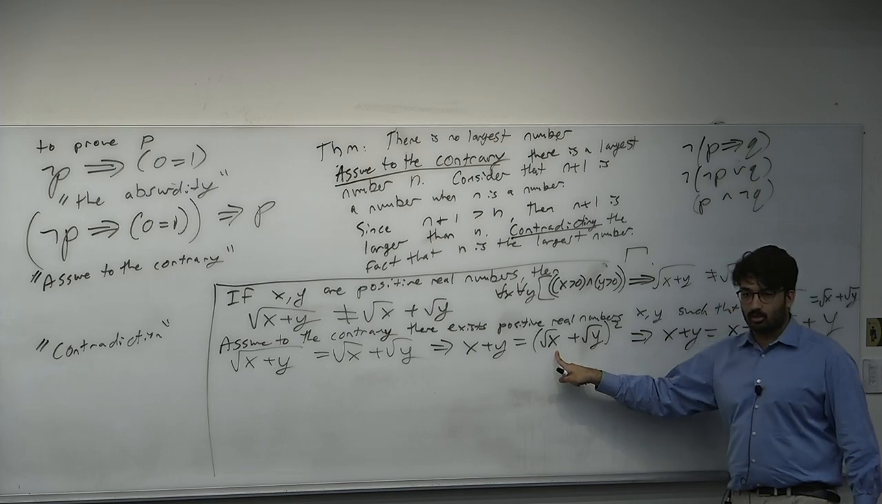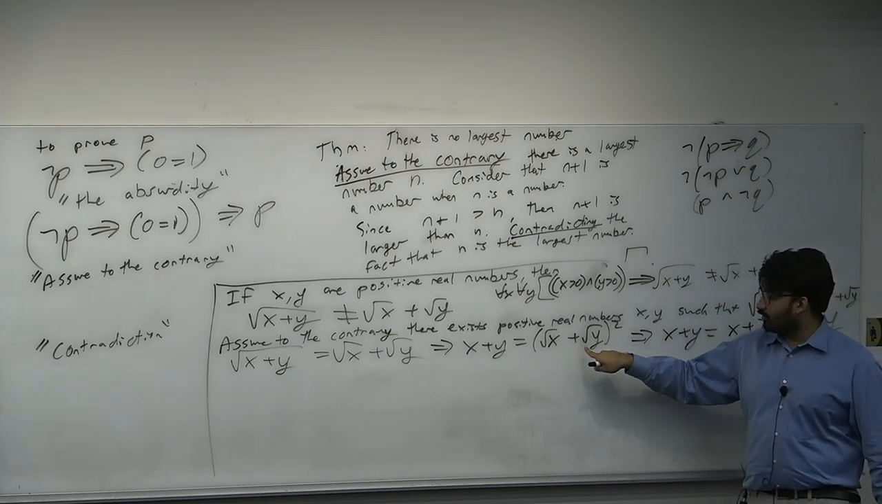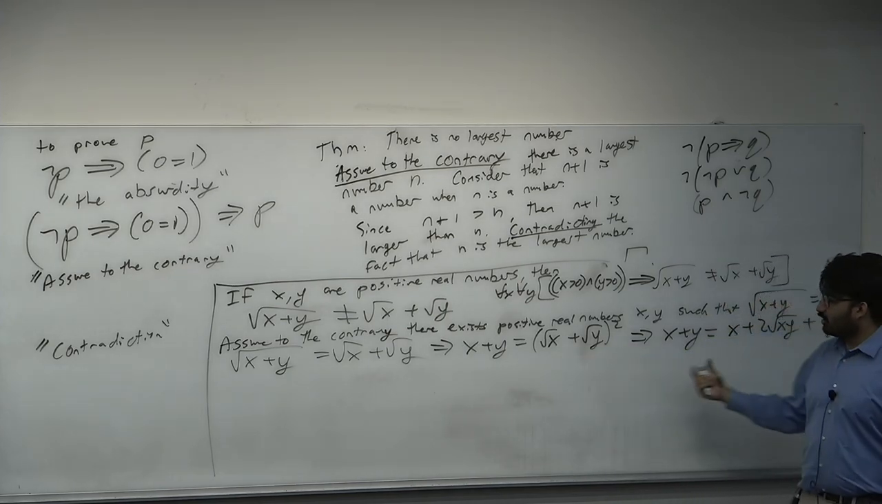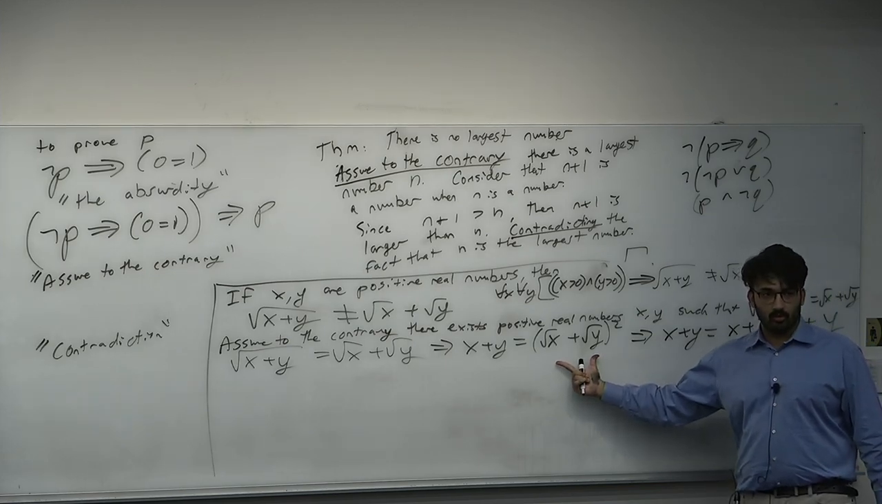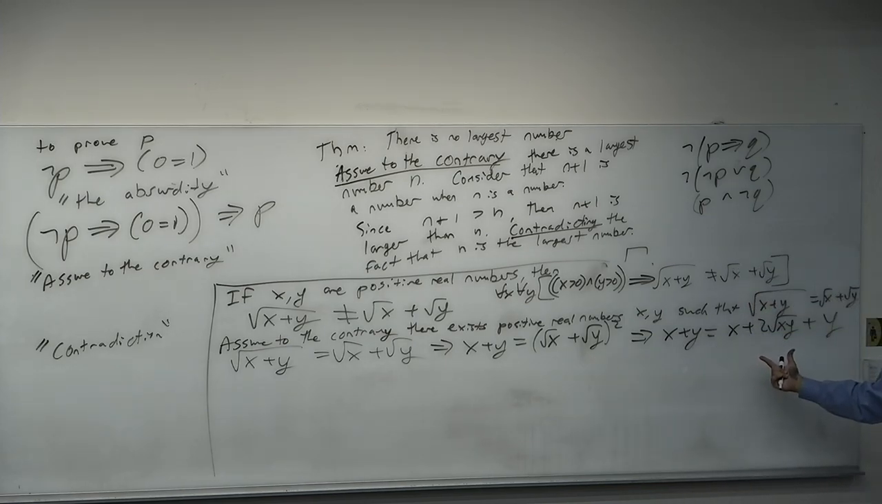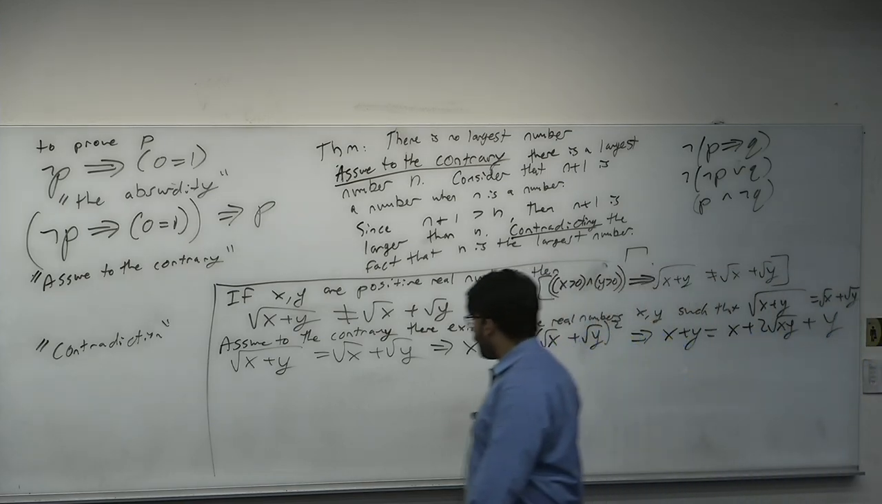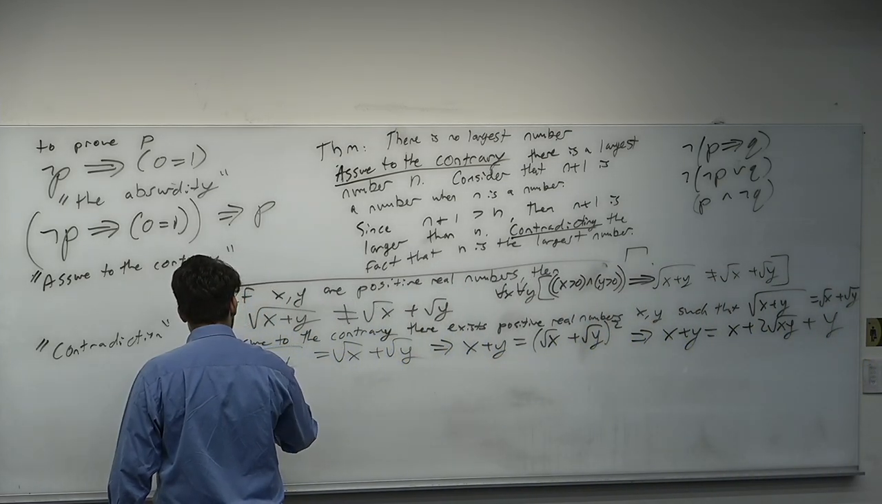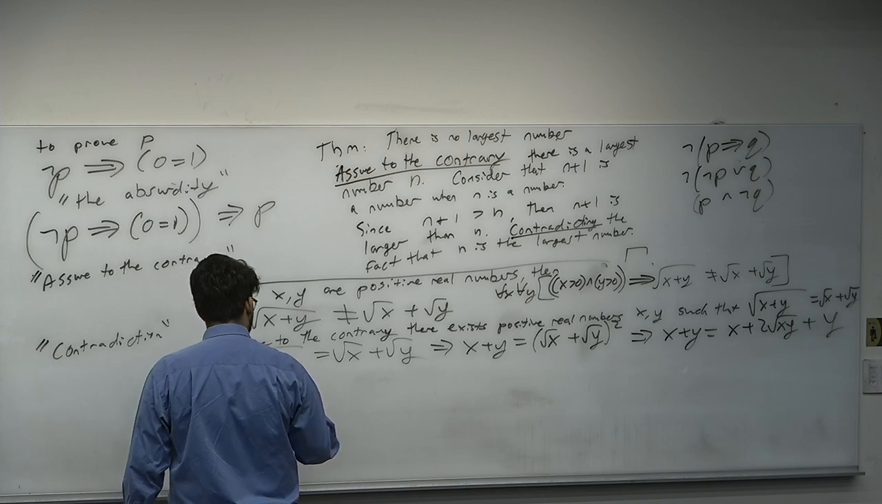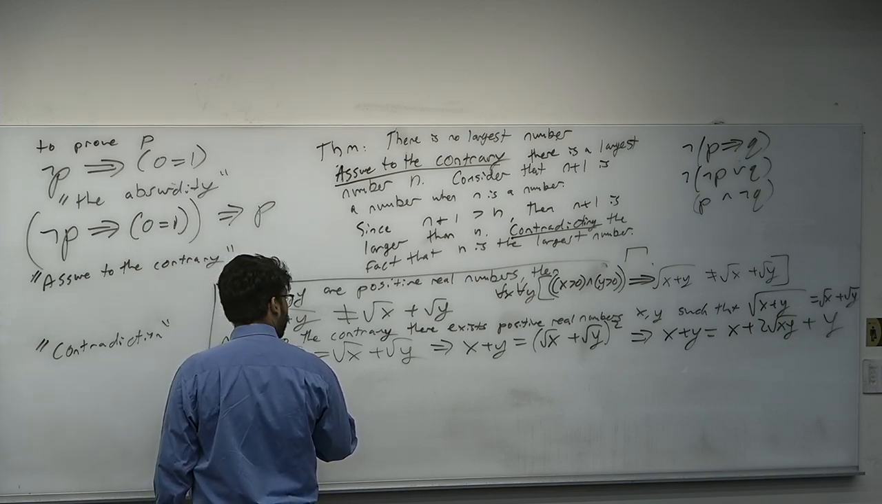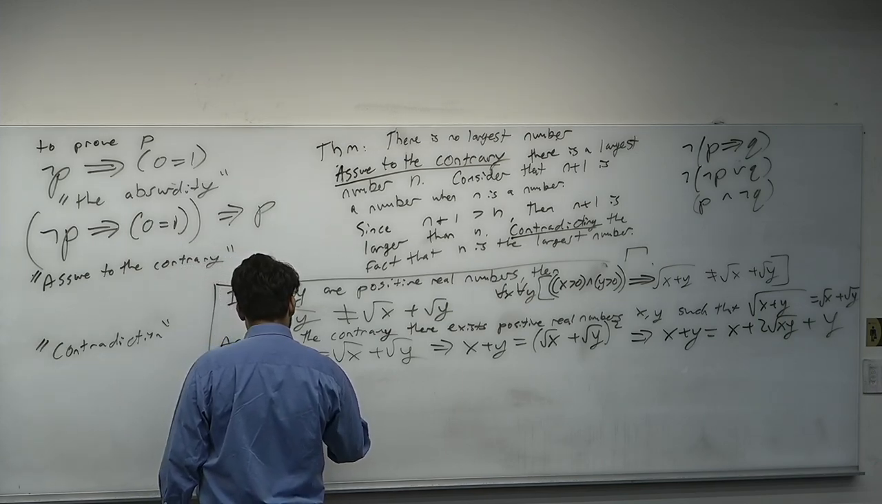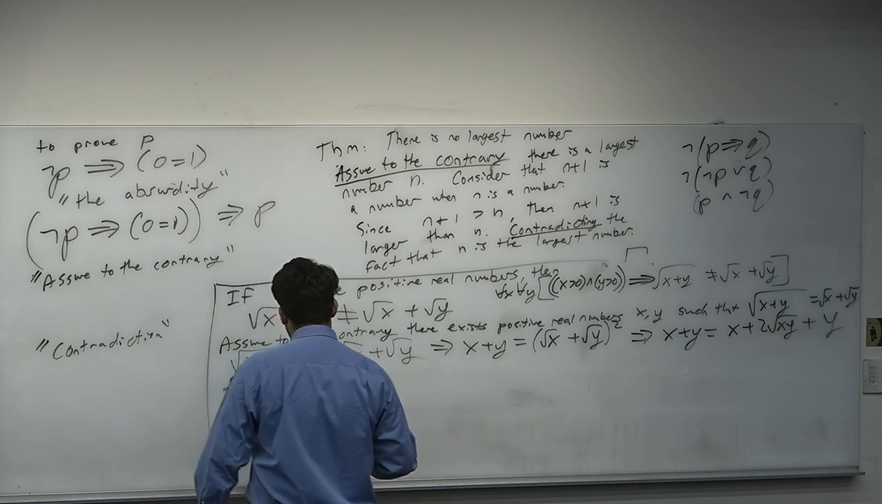You're going to get the FOIL first, outer, inner, last. You're going to get square root of x times square root of x, square root of y times square root of y. Then you're going to get square root of x times square root of y twice, so 2 square root of xy. You agree? Well, look at that. We have an x and an x. We have a y and a y. So let's just cancel terms. We get then that 2 square root of xy is equal to 0.